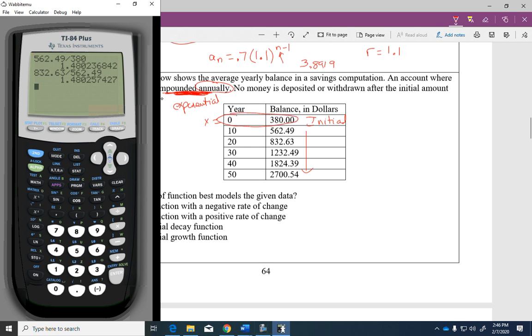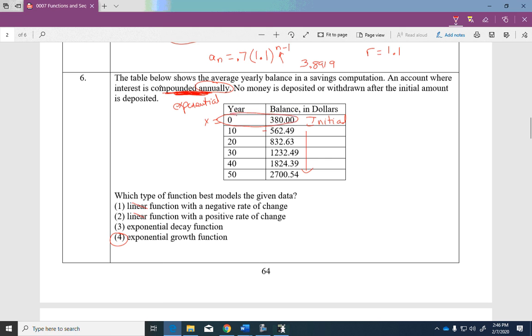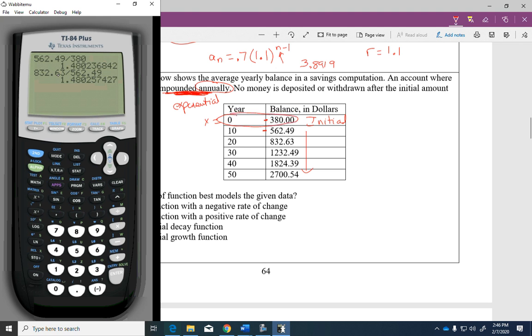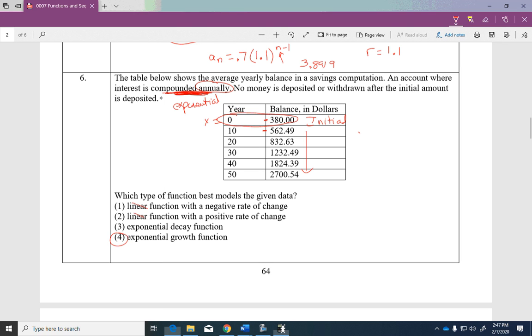So I know they didn't ask us to write the exponential function for it, but I want to talk about how you would. You can see on my calculator that I was deciding to try and figure out what that growth factor was. I did the second term divided by the first term to get 1.48 and more digits, and then I did the third term divided by the second term to also get 1.48 and other stuff. So I feel confident to say that the growth factor is about 1.48.